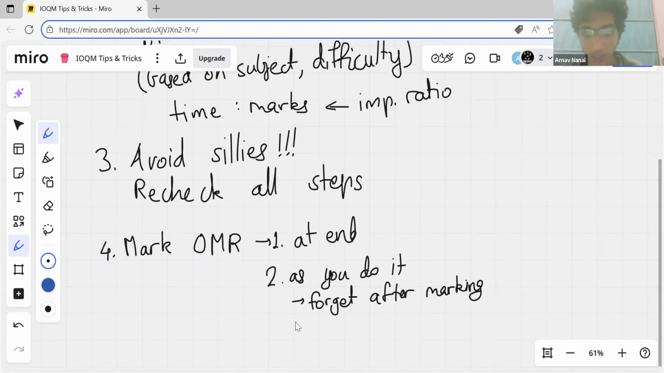For marking OMR at the end, I think Atharva can talk about it better. I'll let him talk. Yeah, so this was the strategy that I used during IOQM. I used to complete all of the problems I could do in the first 2.5 hours. And then the last 30 minutes, I would just save for marking. So in this marking time, what I would do is I would recheck every single problem briefly, and mark it after this rechecking.